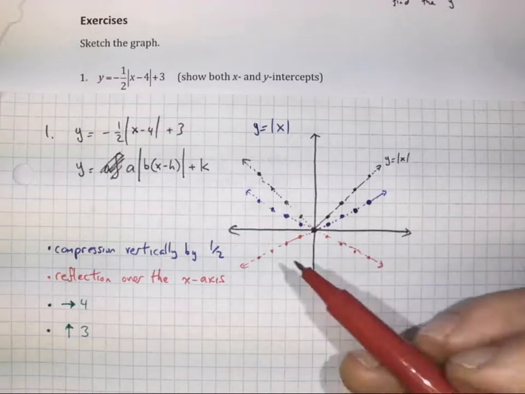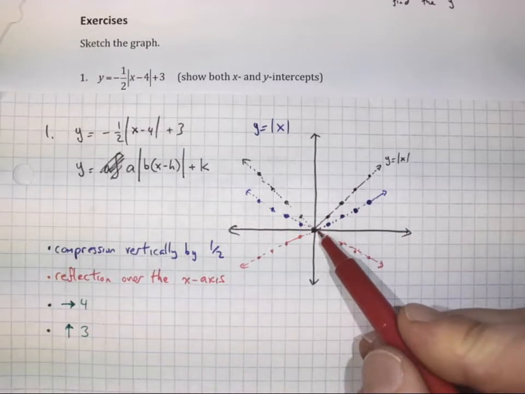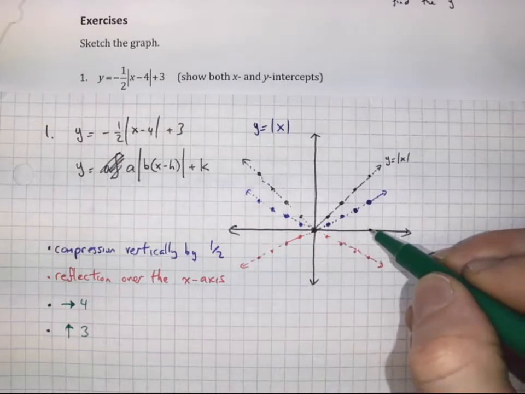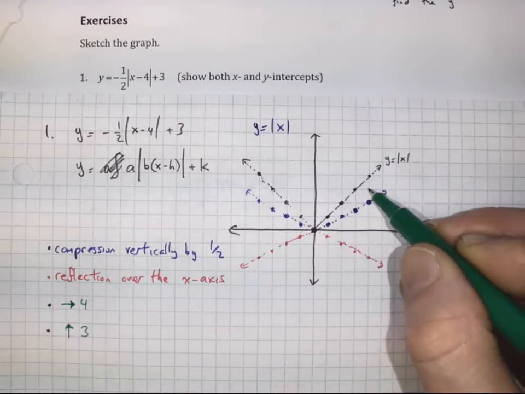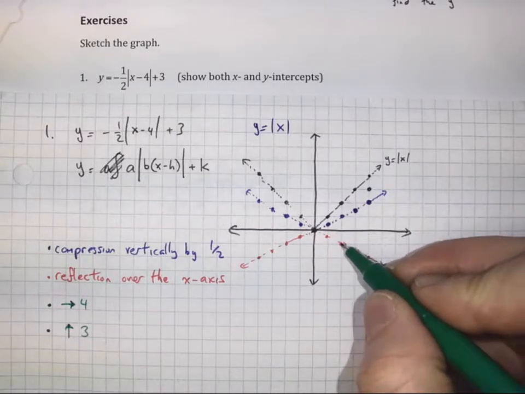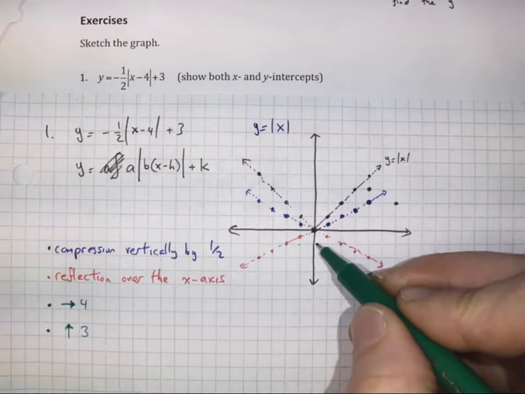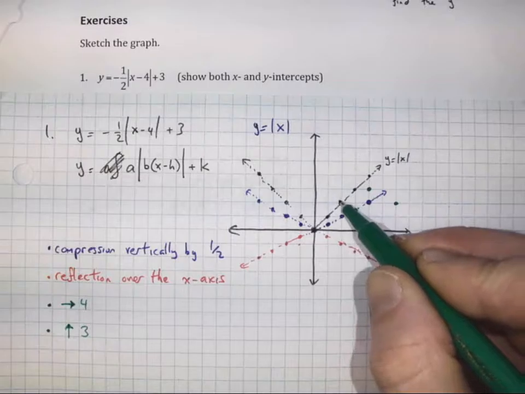All right, and then we're going to shift to the right 4. Oh, we use green for that. To the right 4, up 3. So this vertex goes up here. This point 1, 2, 3, 4, 1, 2, 3. This point 1, 2, 3, 4, 1, 2, 3.